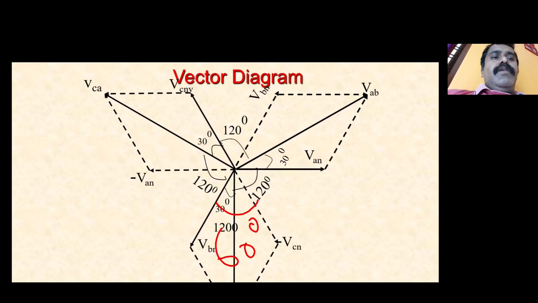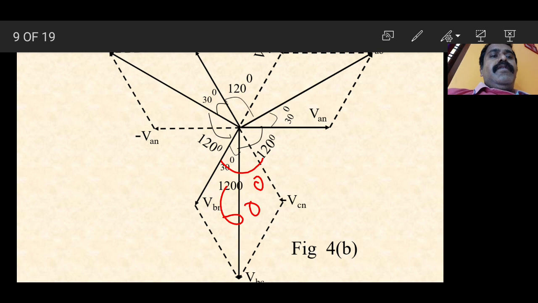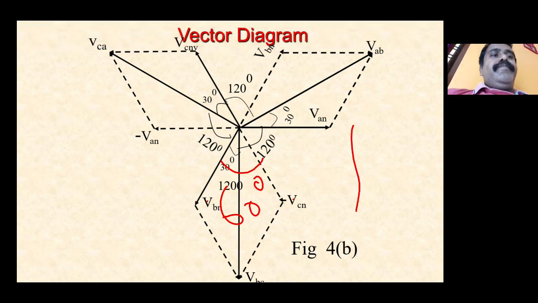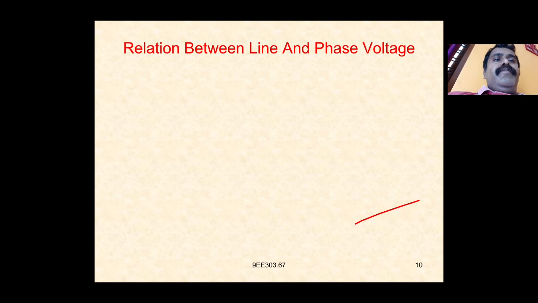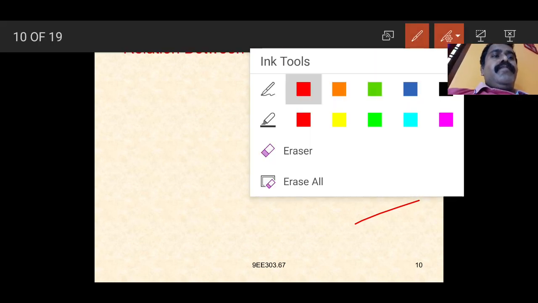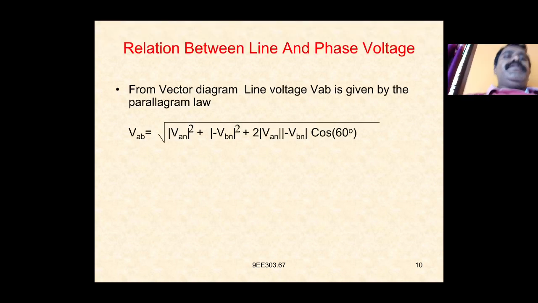So this is nothing but this angle, again, VAN and VBN. The angle between them, that is the VBN and VCN angle, is 60 degrees. So from the vector diagram, line voltage VAB is given by the parallelogram law, that is VAB is equal to under root of VAN square plus VBN square plus 2 VAN VBN cos 60 degrees.